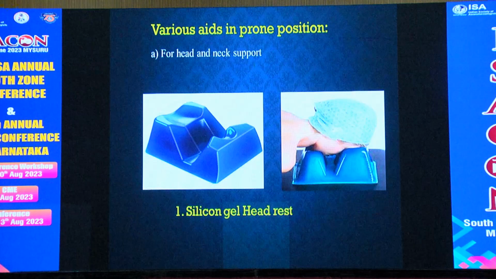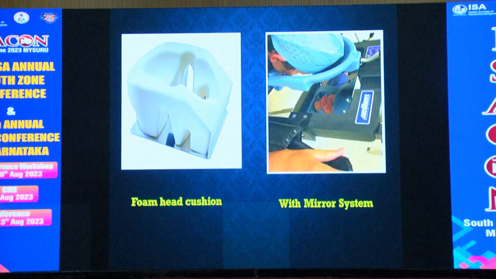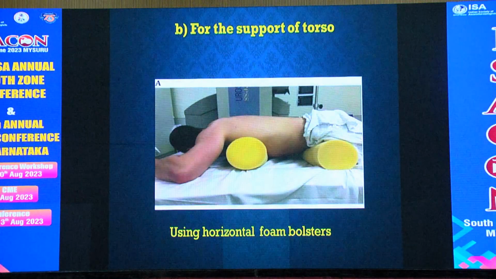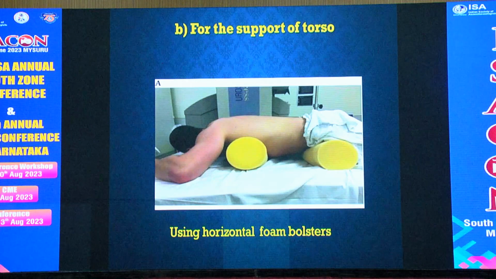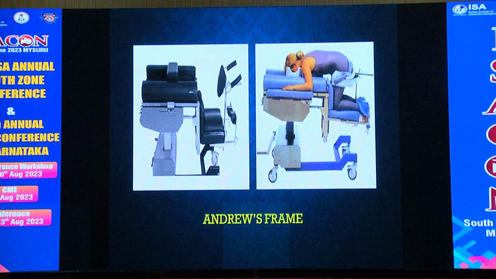And what are the various aids we use in prone position? This is for head and neck support. This is the silicone gel headrest, and this is the Mayfield horseshoe headrest we use. And nowadays we are using foam head cushion. Along with that, we can see in the second diagram we are using the mirror system, in order to prevent compression of the eyes and the vital structures. For support of the torso, we are using horizontal foam bolsters, and these are the preformed table frames, the Wilson frame and the Andrews frame.